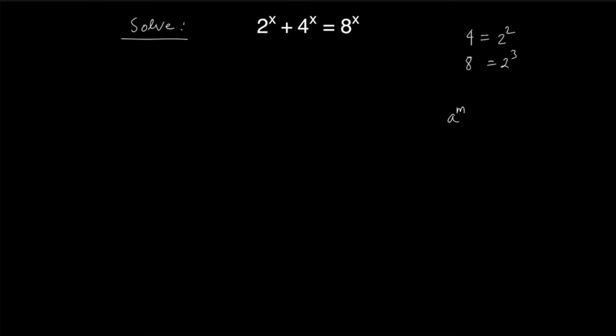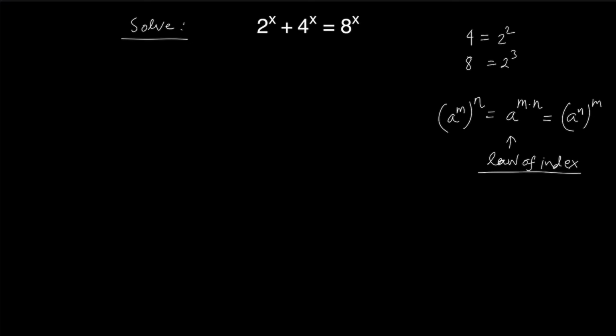And also we know a to the power m to the power n is nothing but a to the power m into n, which can also be written like a to the power n whole to the power m. This is a law of index, formula of index.